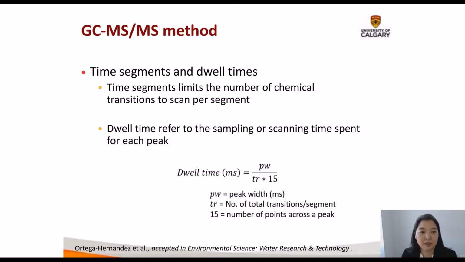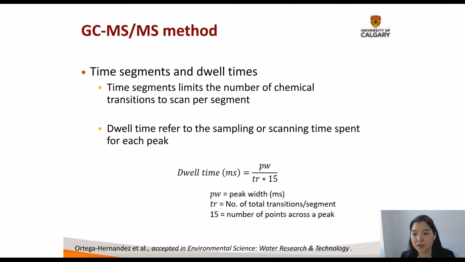The next step in the GC-MS/MS method were the time segments and dwell times. We introduced four time segments, and these time segments limit the number of chemical transitions to scan per segment. These time segments ensure a higher sensitivity of the triple quad by reducing the number of chemical transitions to scan per each segment. After we chose the time segments, we went ahead and determined the dwell times.